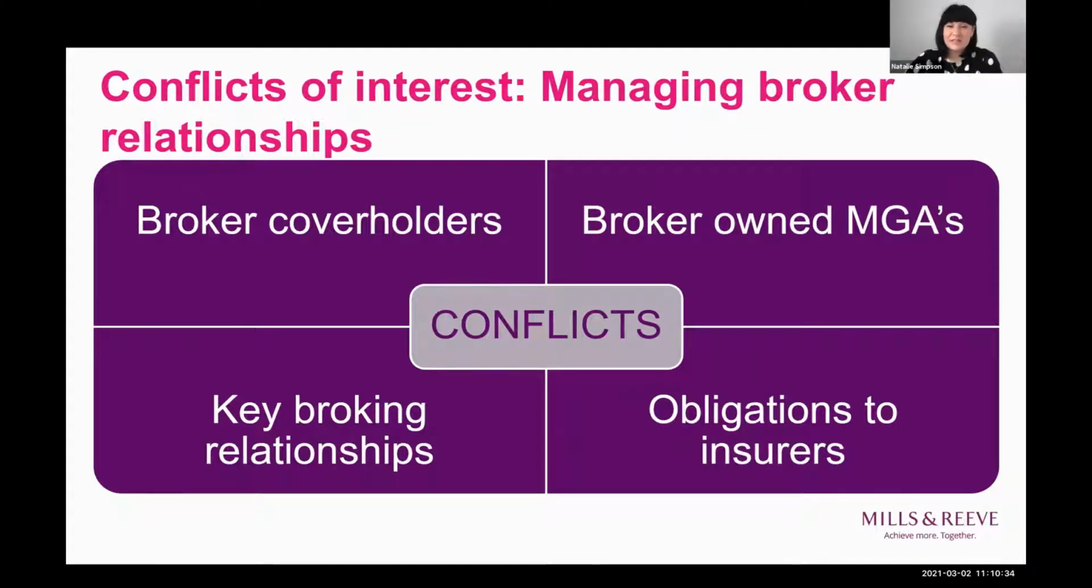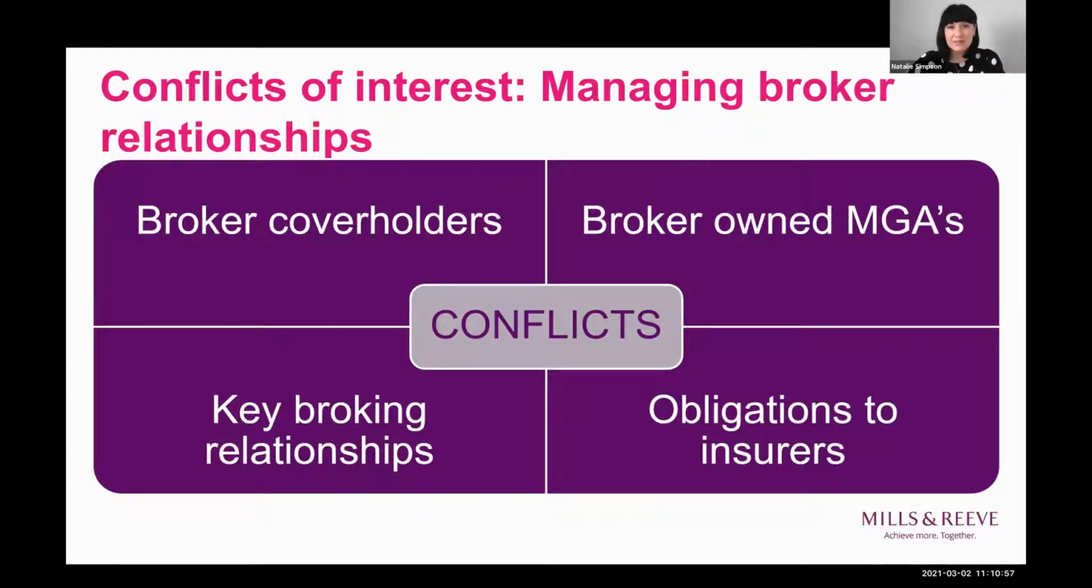Conflict of interest is a really interesting one. I think it's a real risk point for broker cover holders. There's sort of four really good examples there of things to watch out for. For broker cover holders, you're balancing the interest between your clients, but also your capacity provider. You walk quite a fine line in that respect. So you have to make sure that you have the best interest of both parties at heart.